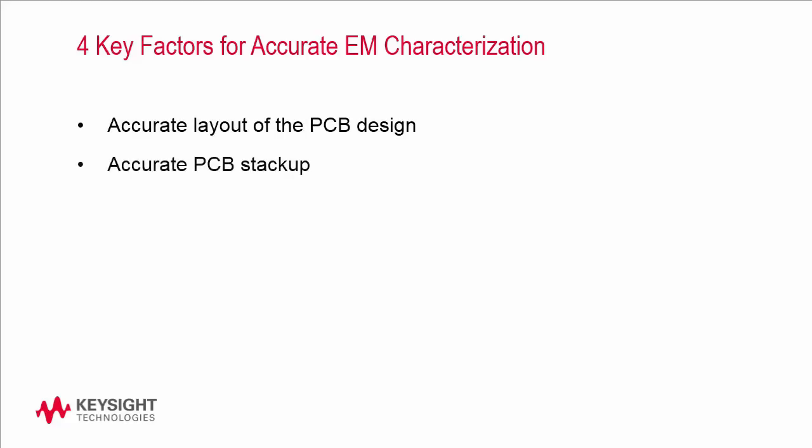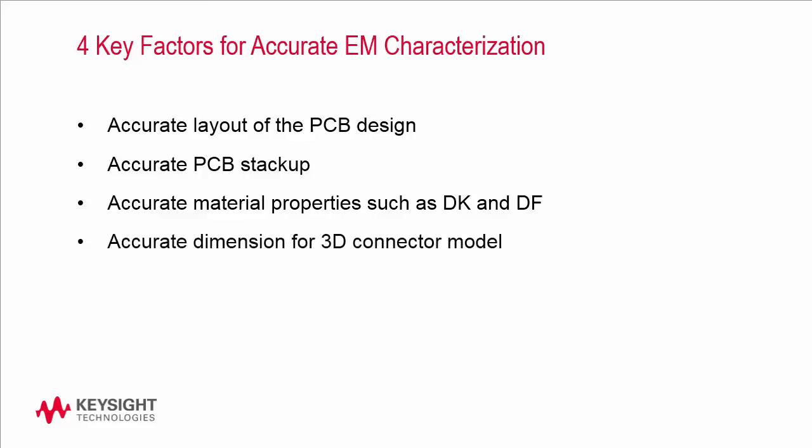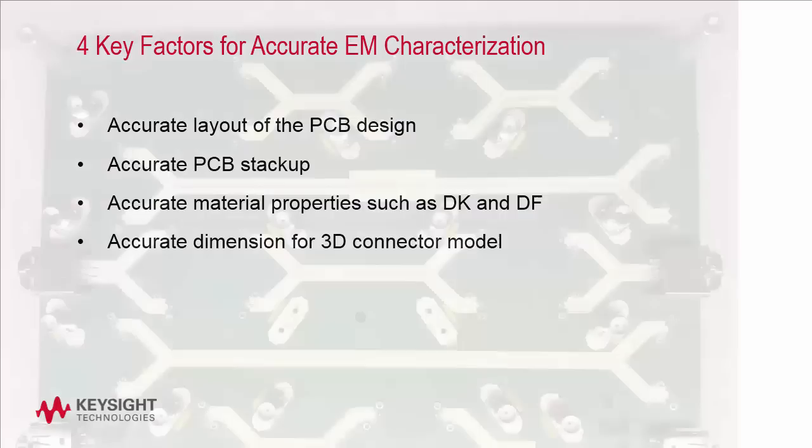In my experience, there are four important factors to achieve the accurate modeling of a connector to board transition. First, we need to have an accurate layout of the PCB design. Second, the board stackup needs to be accurately defined. Third, we must have accurate values for material properties such as DK and DF. And fourth, we need to accurately model the 3D connectors. Any problems with this may cause inaccuracy in the results.